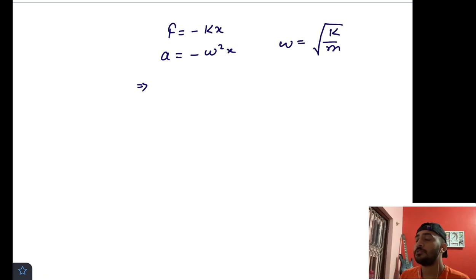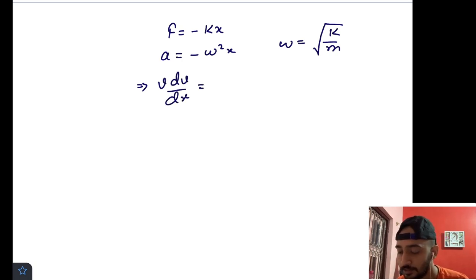And we are more interested in finding out how the position of the particle changes with time. So we have a equals v dv/dx equals minus omega square x, so v dv equals minus omega square x dx.